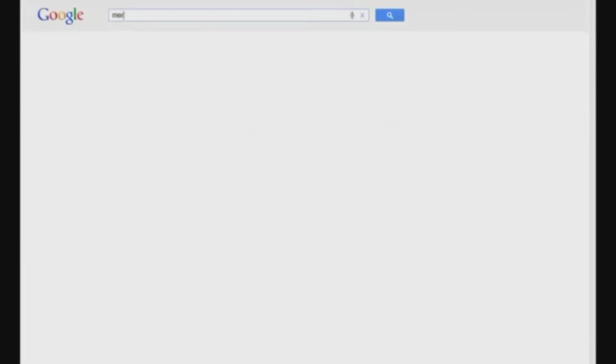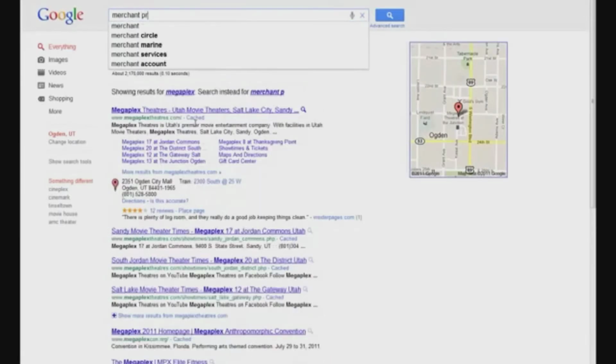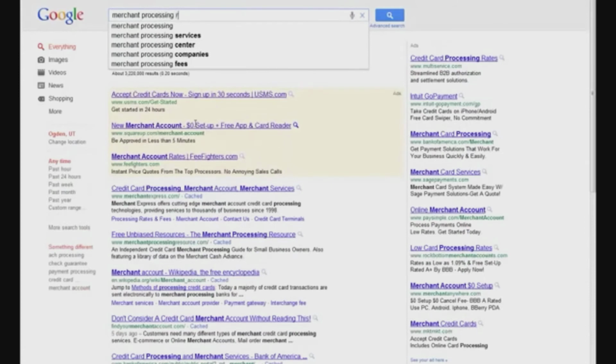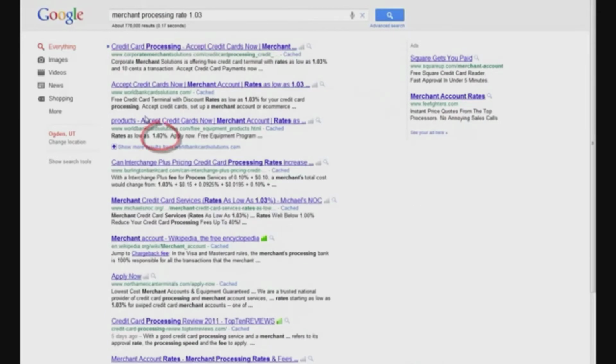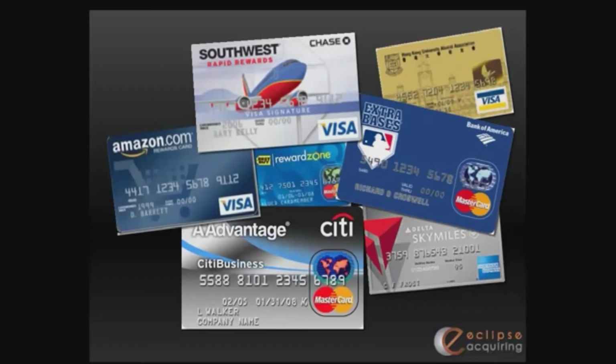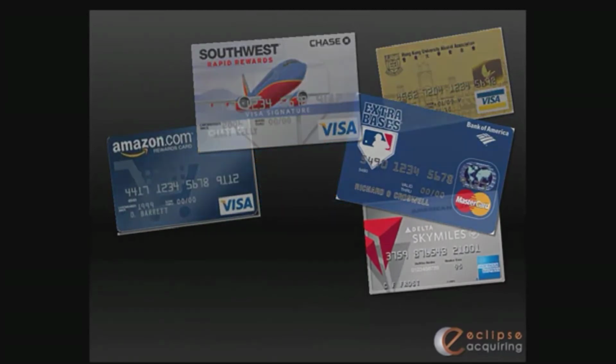Look at this Google page when we type in merchant processing rate. These are what we call marketing or teaser rates. These rates would apply to a check or debit card transaction where the consumer enters their PIN number. What they don't show us is the rate they charge for all the other credit cards and reward cards, because that's where they hide all their profits.